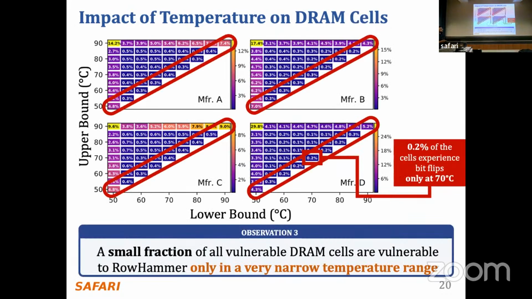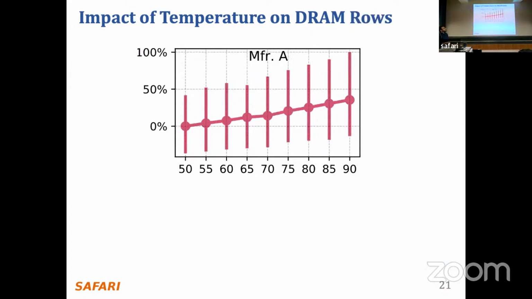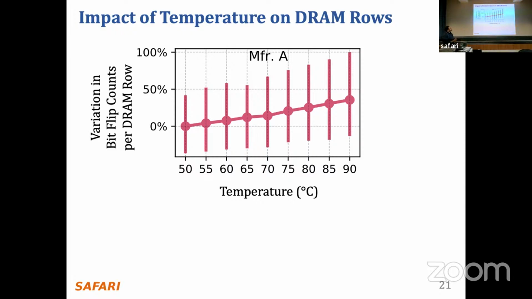So as a result of this, we conclude that to make sure that a DRAM cell is vulnerable to RowHammer or not vulnerable to RowHammer, you basically need to test that DRAM cell at all temperature levels that you can test. And let's look at some other general behavior across all DRAM cells instead of individual DRAM cells. So on the x-axis, we have the increase in temperature. On the y-axis, we have the variation in bit flip counts per DRAM row. So this is basically the bit error rate on the y-axis, right?